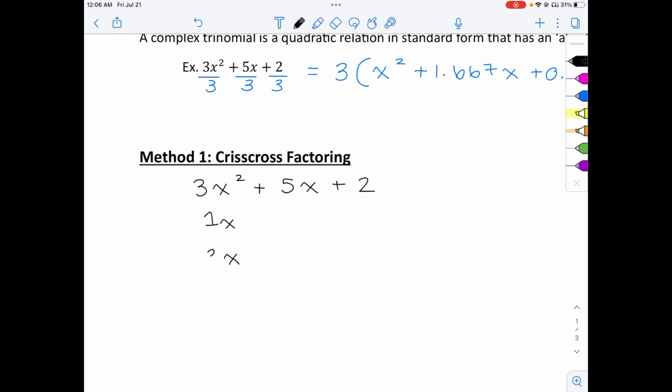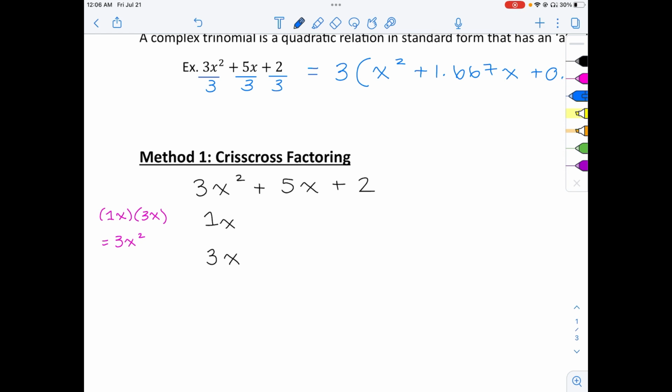It doesn't matter which one you write where. Typically when I'm doing this, I won't write 1x, I'll just write x, but for the sake of this, I'm going to show this here. Okay, and the reason why I'm doing this is because 1x multiplied by 3x is going to give me that 3x squared term. Okay, so now I'm going to take a look at my last term here, this 2. I don't need to worry about the fact that it's positive right now. I will worry about that later. And I want to think of 2 numbers that would multiply to give me 2.